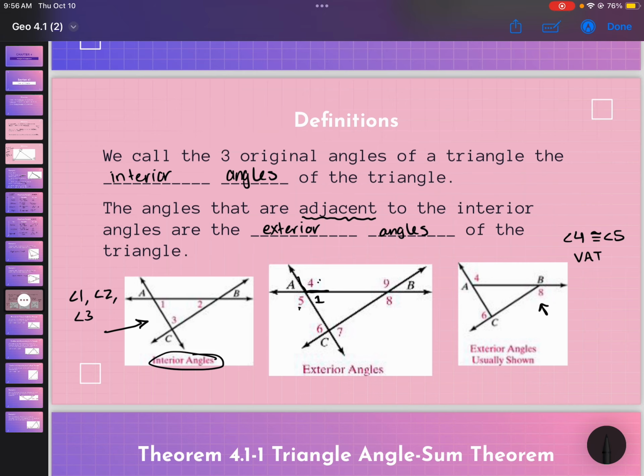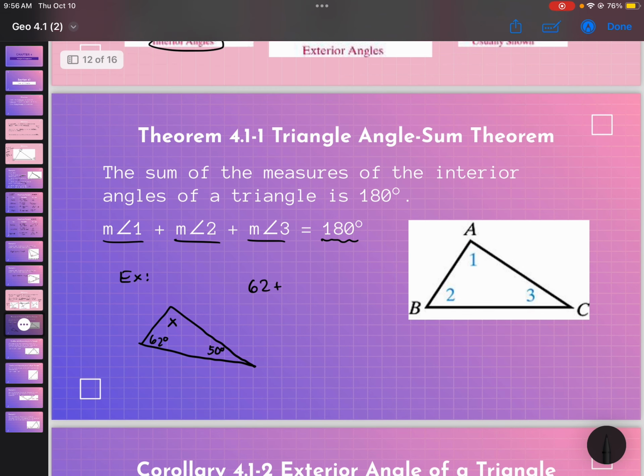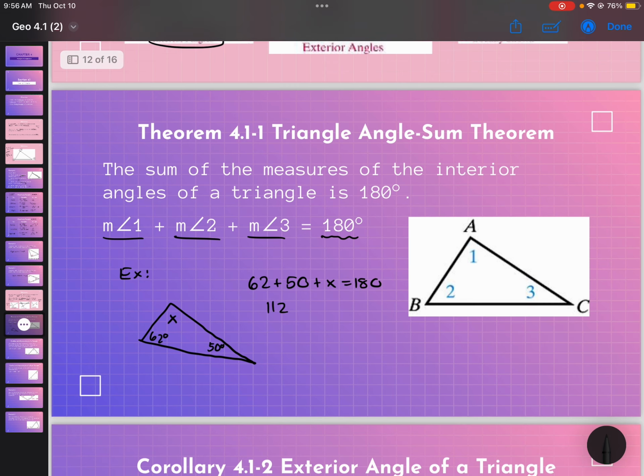All right, here is our first theorem of the day. So theorem 4.11 is our triangle angle sum theorem. You guys have already used this, okay? All this says is that if I add up my three angles in any triangle, they're going to equal 180 degrees. So for example, you might have a problem where I tell you that this angle is 50 degrees and this one is 62 degrees, and I ask you to solve for x. All you're doing here is adding these up, setting them equal to 180 degrees. That's going to give me 112 plus x equals 180. I'm going to subtract the 112, subtract the 112. I know that x, that angle, is going to be 68 degrees.